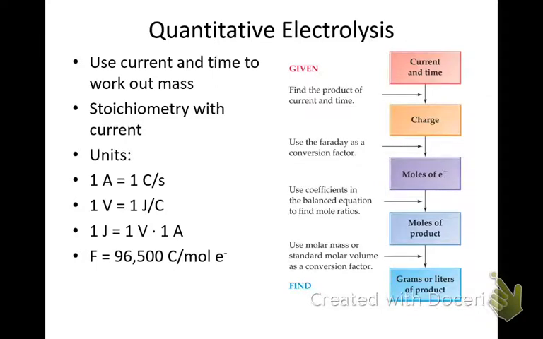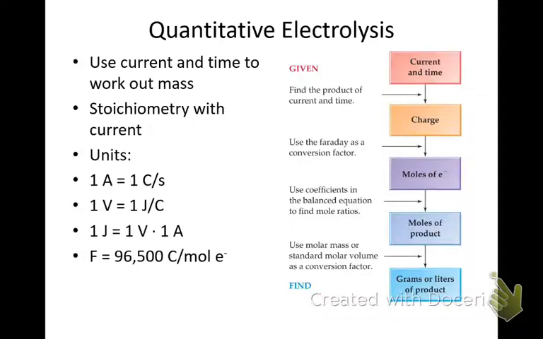We can use current and time to work out how many electrons were transferred, and we can use the number of electrons in the stoichiometric ratios to work out how many moles and therefore how many grams of a product are produced. Now, in order to make this make sense, we're going to need to think about some units.